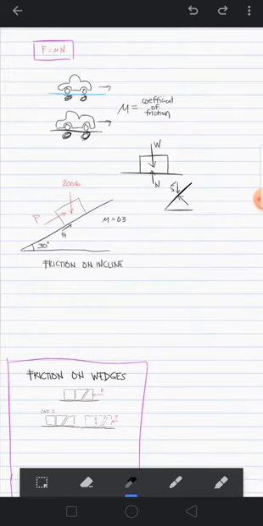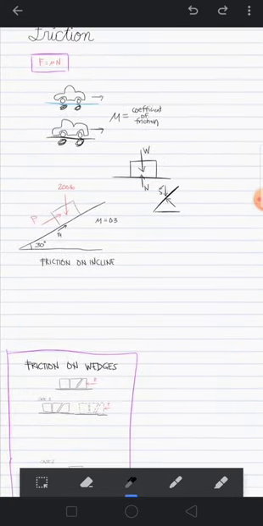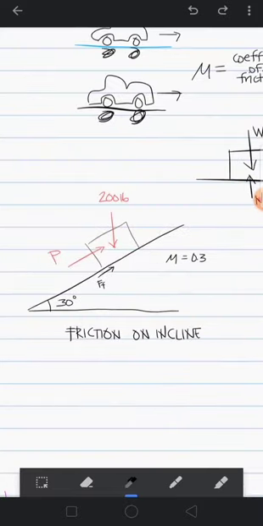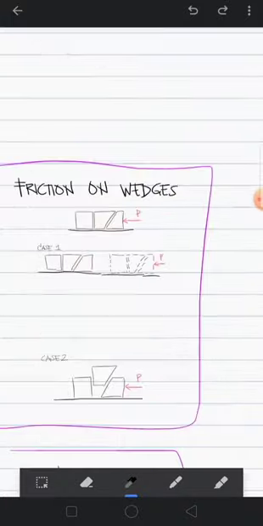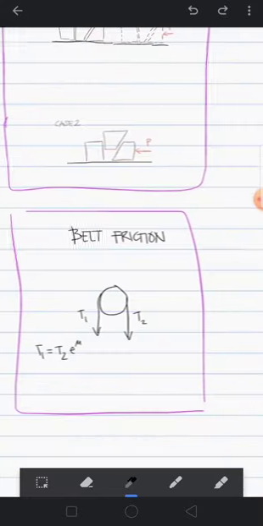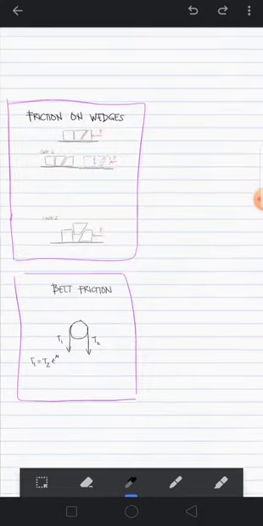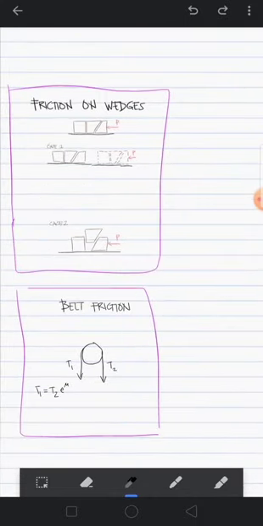Of course, there are these types of problems that include friction. There is friction on an incline, friction on wedges, where a wedge has mechanical advantage, and belt friction, of course. I hope I can make separate videos on how to solve friction on wedges and belt friction.